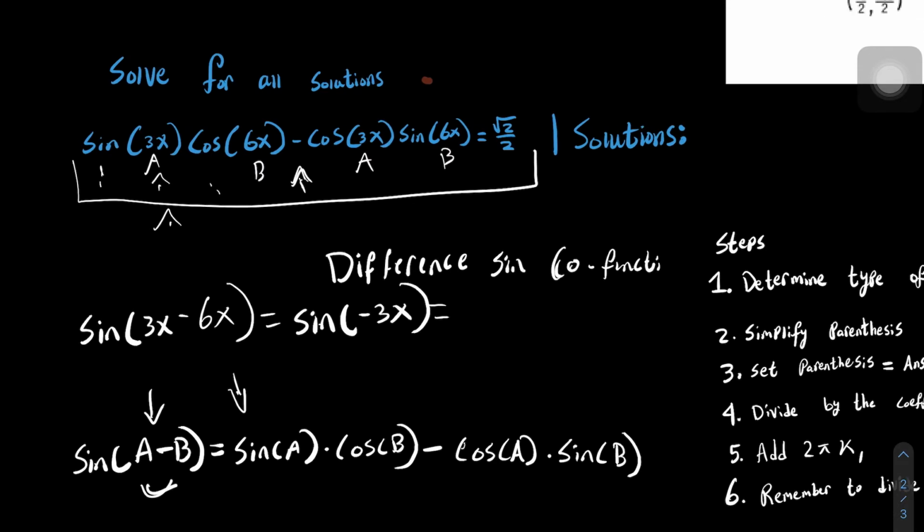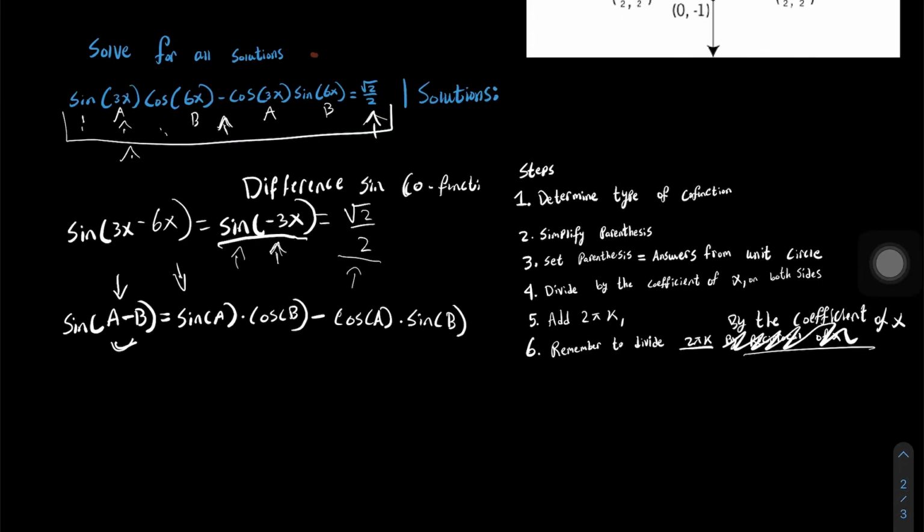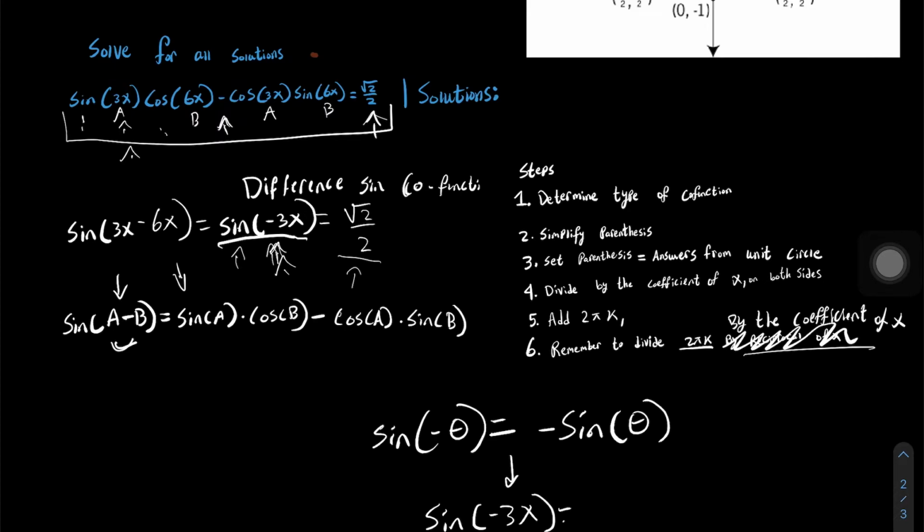And now, since it's equal to the equation, and we know that equation equals the square root of 2 over 2, we can set this sine of negative 3x equal to the square root of 2 over 2. Now, with a negative inside the parentheses, we should remember the odd and even identities, which for sine says that sine of negative theta equals negative sine of positive theta. So we could also rewrite this as sine of negative 3x equals negative sine of 3x.